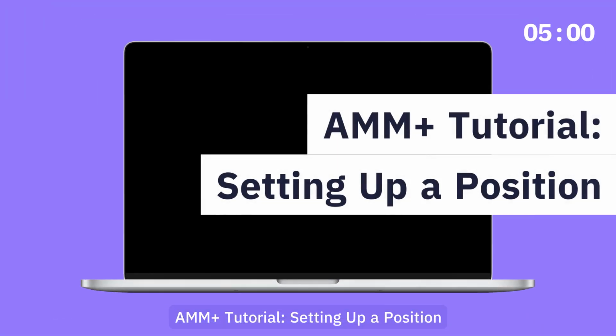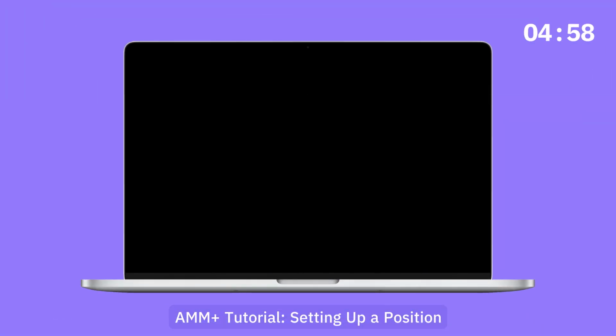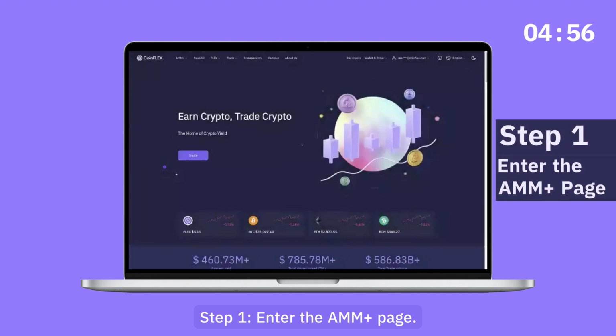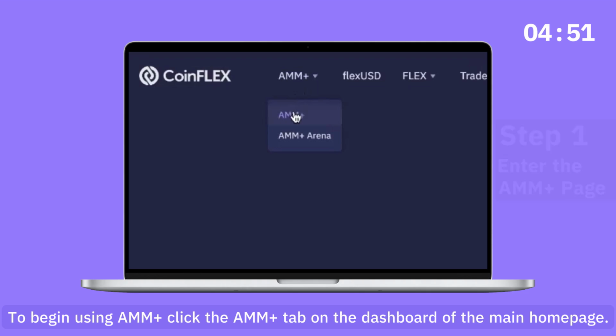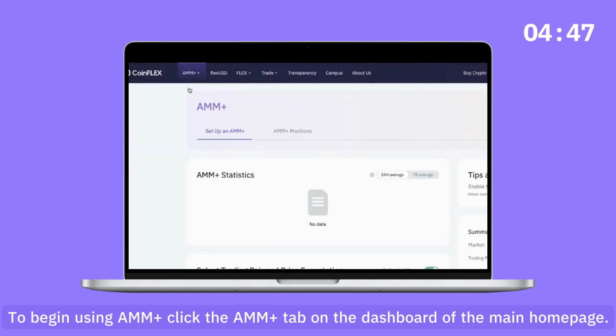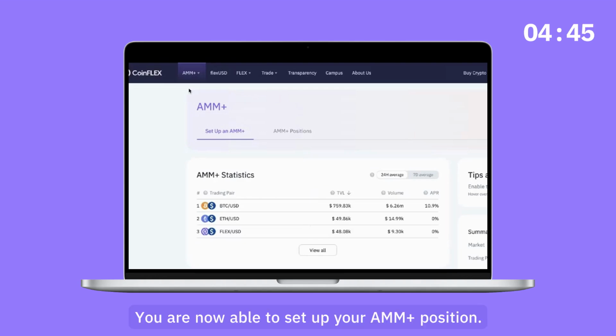AMM Plus Tutorial. Setting up a position. Step 1. Enter the AMM Plus page. To begin using AMM Plus, click the AMM Plus tab on the dashboard of the main home page. You are now able to set up your AMM Plus position.